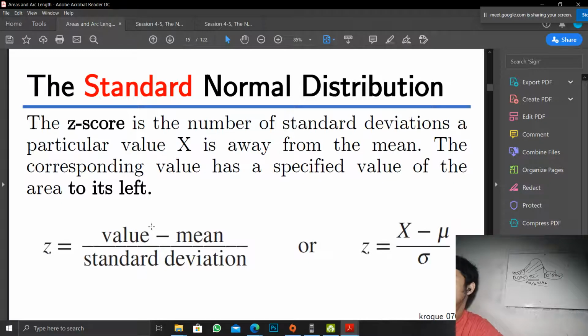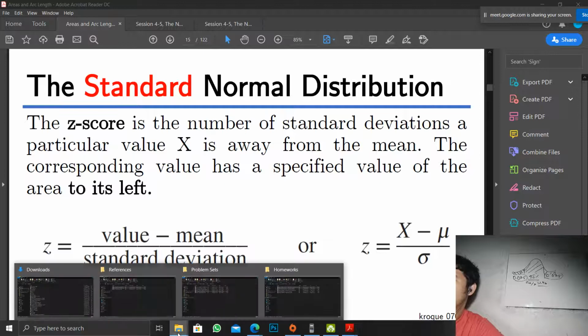Ayan. And yung bawat value has a specified value of the area to its left. Okay? Meron siyang special value. Kumbaga, each z-score represents an area to the left. May special value yan, kada z-score.